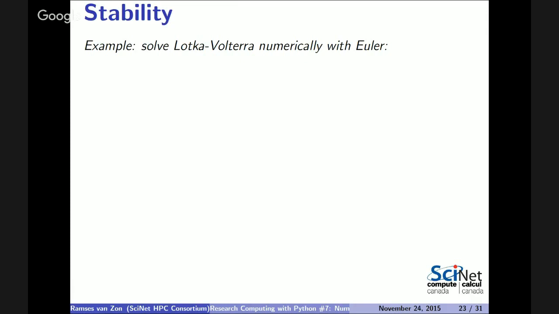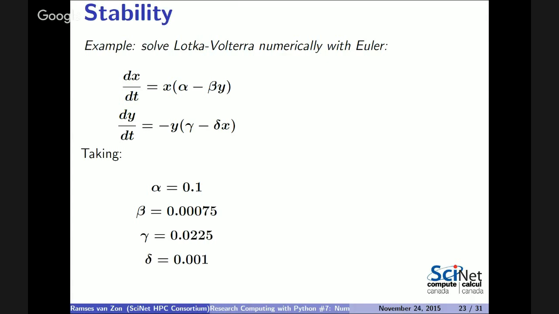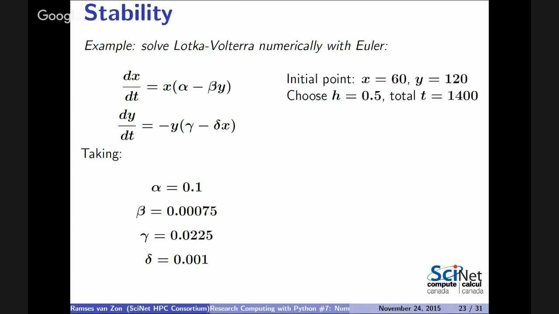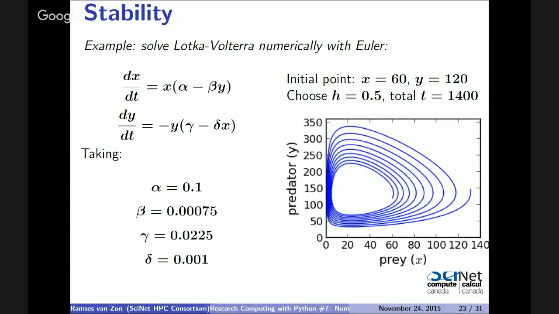So let's look at this predator-prey system once more. Here are the equations again. X was the prey, Y are the predators. Let's take some parameters. These just work out to be nice in the sense that, these are things like birth rates, how hungry the predators are, or how good they are at capturing prey. And some initial points. So let's say we have 60 prey and 120 predators, and we just choose a time step of 1/2. Kind of random, but it seems to work for 1400 time units, whatever the time units are, days or something. This is what I get.